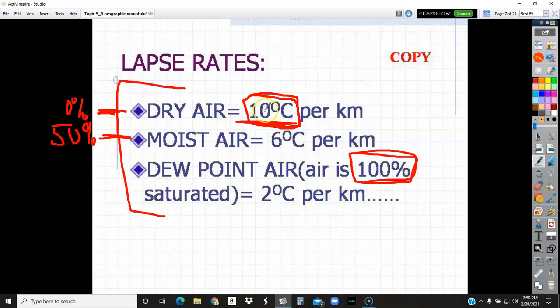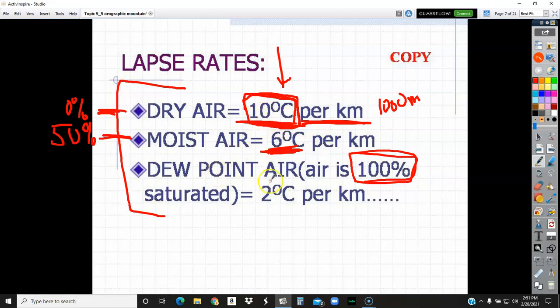So dry air is going to change its temperature 10 degrees. That's a pretty high number. Every 1,000 meters, which is a kilometer. So every kilometer you go up, dry air will drop 10 degrees, and every kilometer you come down, it will go up 10 degrees. Now, once you throw some moisture in the air, that number goes down a little bit because water holds on to that heat. And so instead of 10 degrees, now the temperature is only changing 6 degrees per kilometer. Still fast, but not as fast as totally dry air.